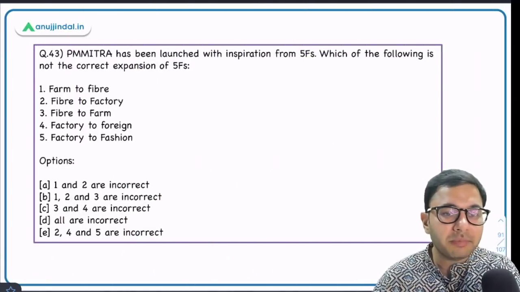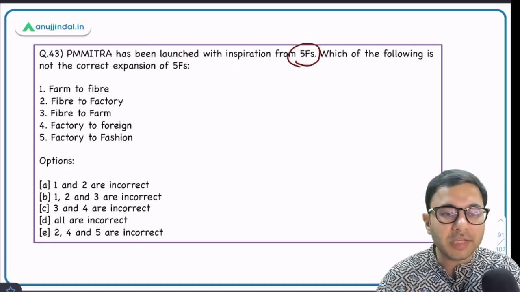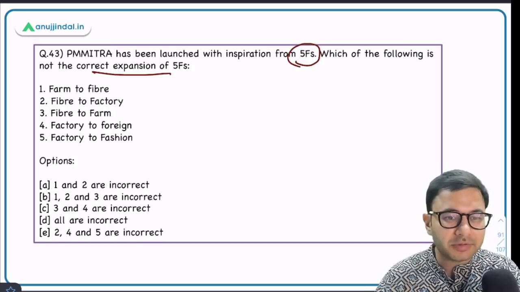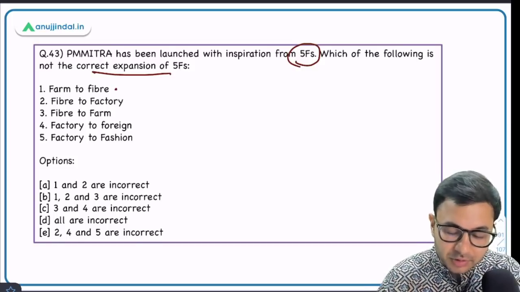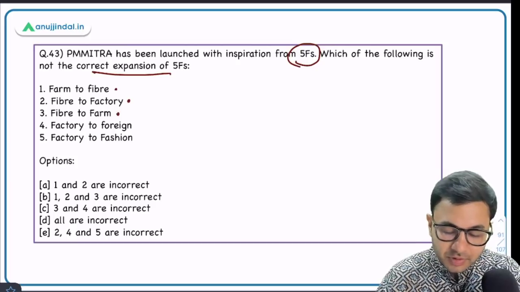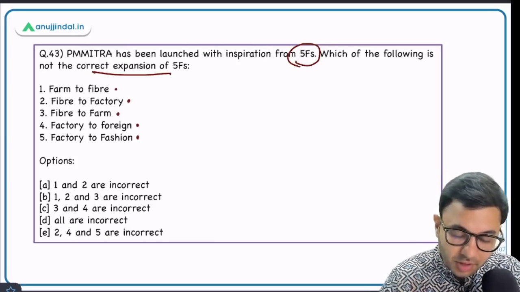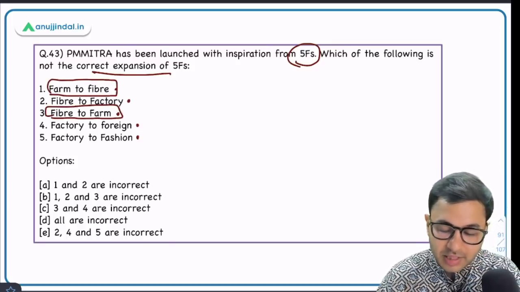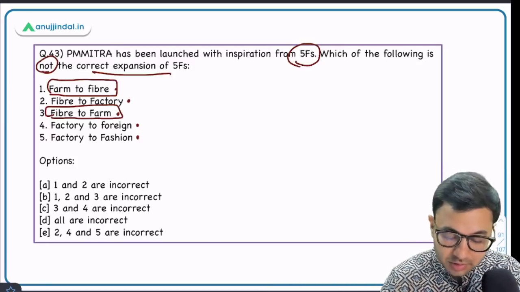Question 43. PM Mitra has been launched with inspiration from 5 F's. First you should know what the 5 F's are. Which of the following is not the correct expansion of 5F? Farm to fiber, fiber to factory, fiber to farm, factory to foreign, or factory to fashion. Now look, farm to fiber is given and fiber to farm is also given. That means one of them has to be incorrect. Okay, we have to tell which of the following is an incorrect one.